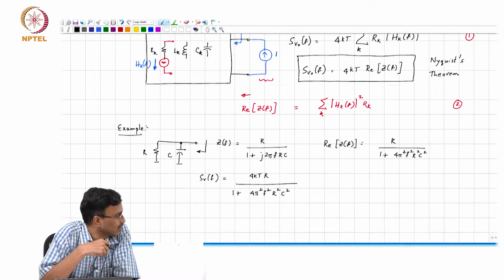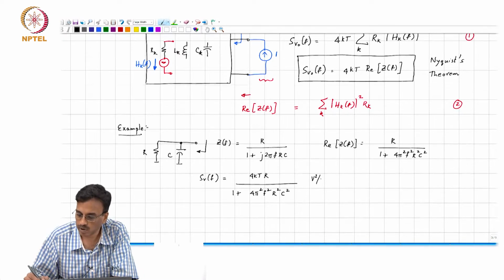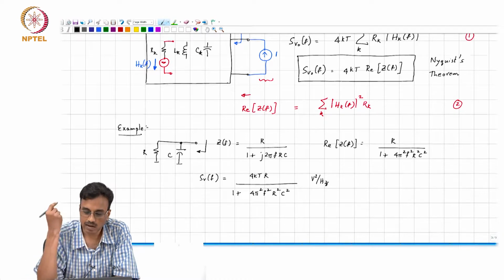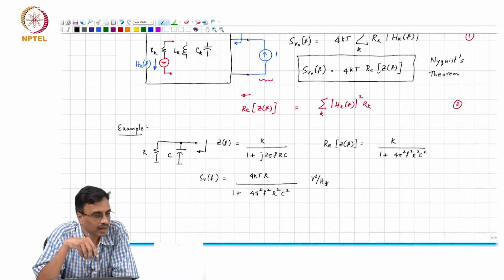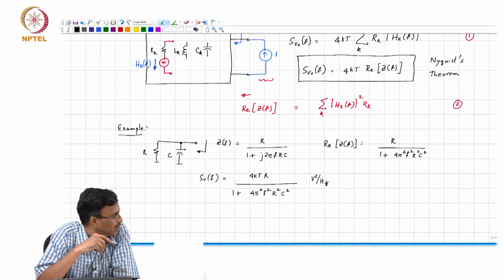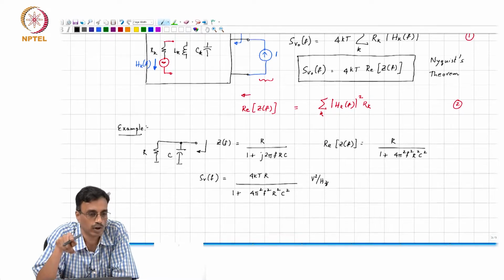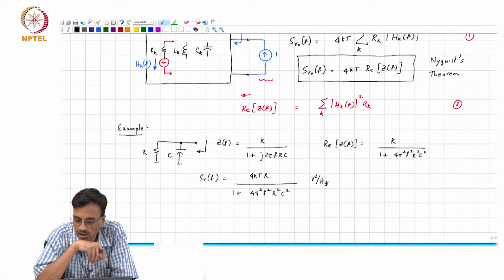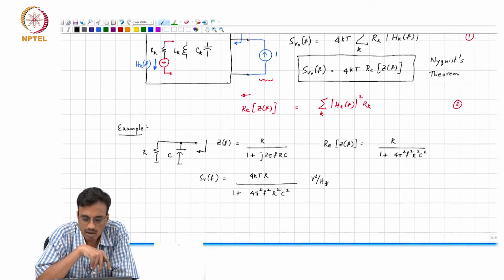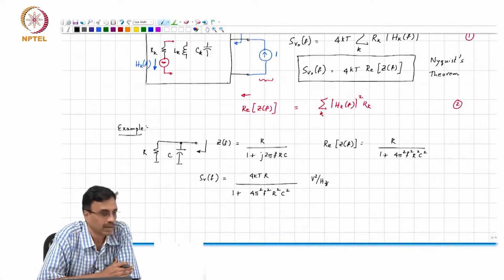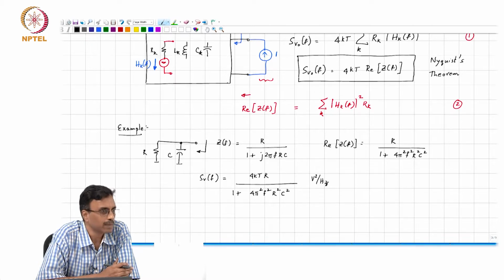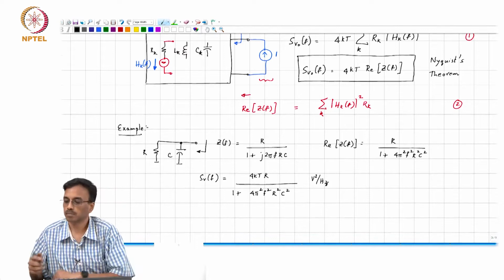Well, this is volt square per hertz, and we knew this answer already, right, where earlier we had actually calculated the transfer function from the noise source to the output and done the math. It turns out that we could have done it this way. Is that clear, people? Okay.